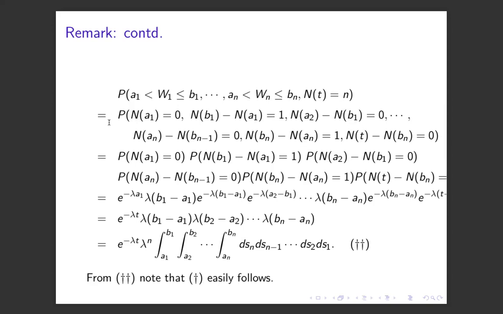Yeah. So that is how we arrive at this equation. And to derive this, you use the independent increment property. So this is the probability N(A1) equal to 0, times the probability N(B1) minus N(A1) equal to 1, multiplied with the probability N(A2) minus N(B1) equal to 0, and so on, and the probability N(Bn) minus N(An) equal to 1, and the probability N(T) minus N(Bn) equal to 0.